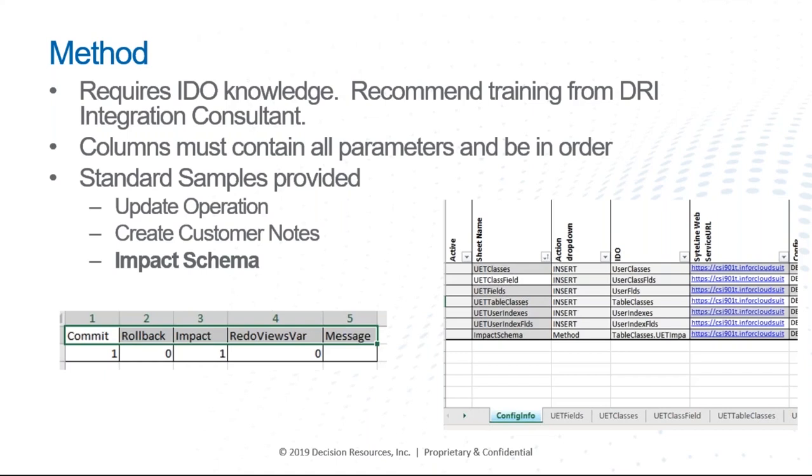Columns must contain all the parameters, and they have to be in order. So on the bottom left-hand side, you see 1, 2, 3, 4, 5. That's the order they have to be in to run.